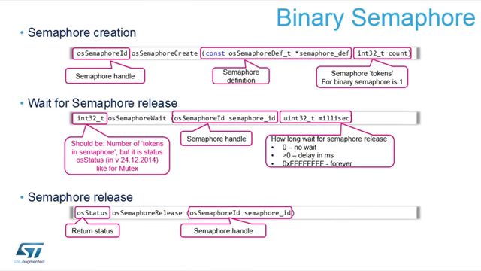We can create the semaphore with the OS semaphore create, wait for it with a specified timeout, and we can as well release the semaphore with the OS semaphore release. It's a very effective synchronization mechanism. It can be used among different tasks, both on the side who releases the semaphore and on the side who waits for the semaphore, because then the tasks can compete for the semaphore.